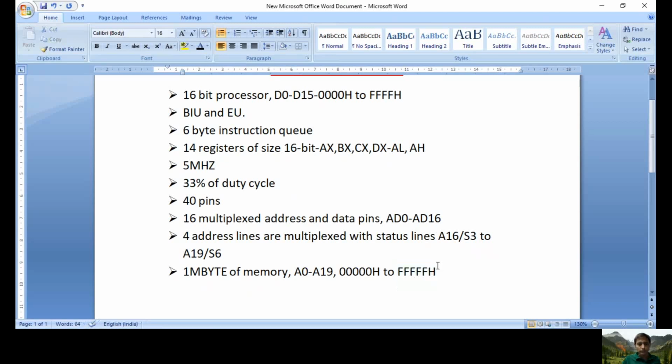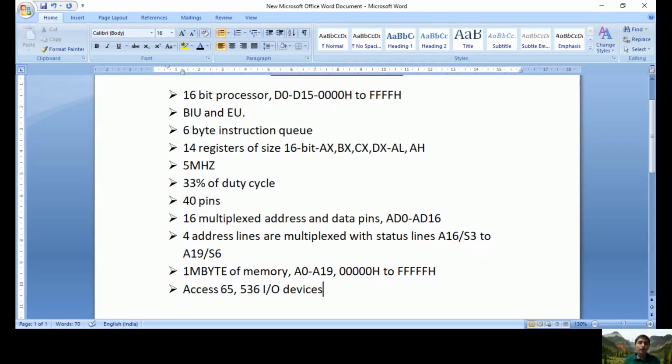Then again, the 8086 can access 2 power 16 IO devices. So the 8086 can communicate with 2 power 16 IO devices. 2 power 16 means 65,536. So it can access 65,536 IO devices. One processor can communicate with this many IO devices.